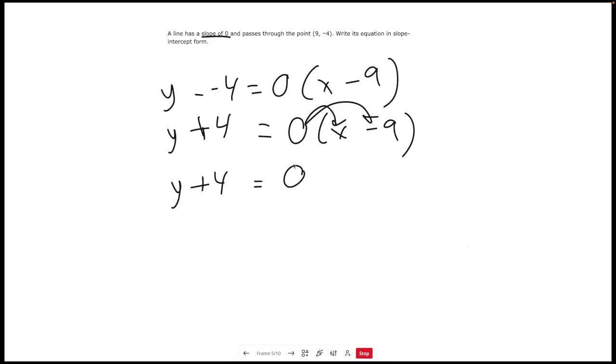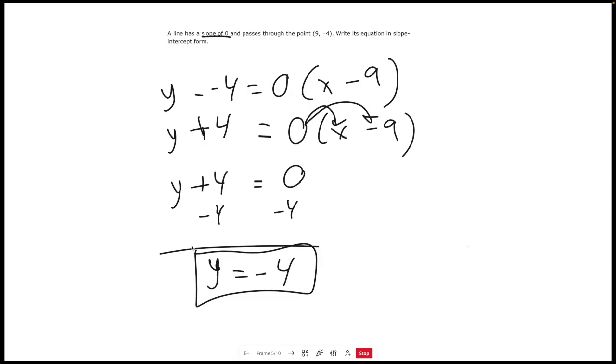And now you still need to get the y by itself. So we subtract 4 on both sides. And you end up with y equals -4. And this is the correct answer, okay? And if you've studied horizontal and vertical lines, right, this would be a straight horizontal line.